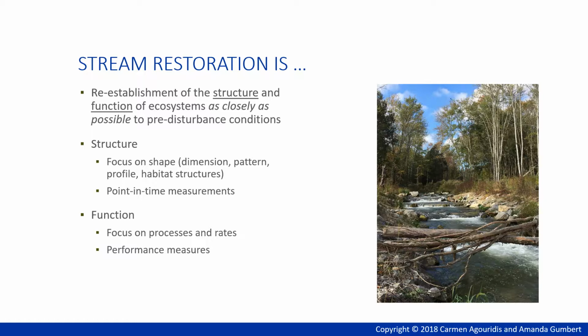The term structure refers to the shape of a stream, and it encompasses aspects such as dimension, pattern, profile, and habitat structures. Dimension refers to the cross-sectional shape of a stream, its width and depth, for instance. Pattern refers to the aerial view of a stream. For instance, how curvy is it? Profile refers to the stream's slope. Habitat structures can include those in the stream itself, such as veins and logs, as well as those on the stream side or riparian area, namely vegetation.